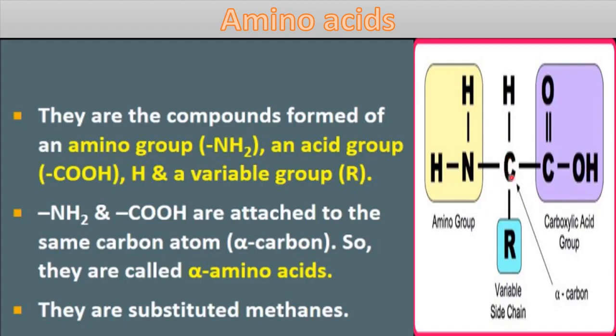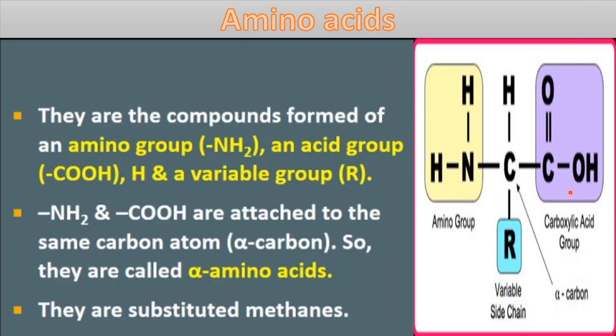This central carbon you can see here is called the alpha carbon. Now, the groups attached to this alpha carbon: first of all, this NH2 group is called an amino group. This is a basic group attached with the alpha carbon. So this is N and these are H2. The NH2 group is attached with the alpha carbon.